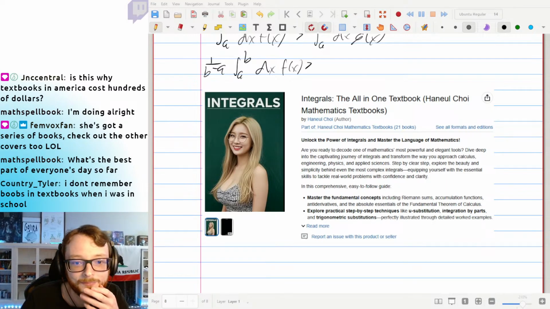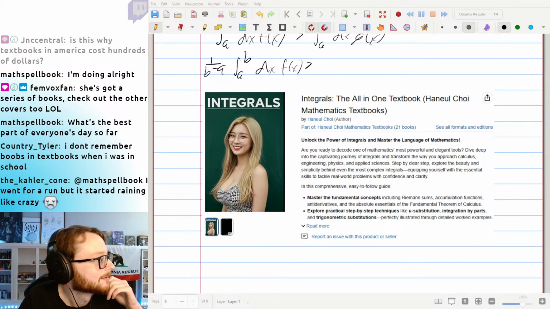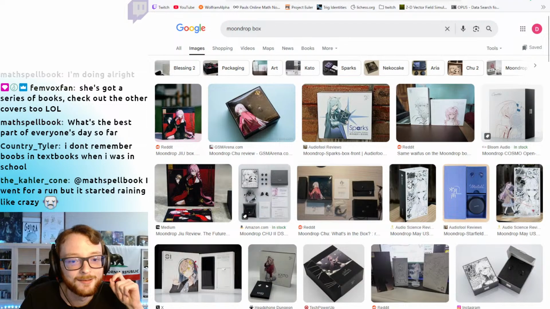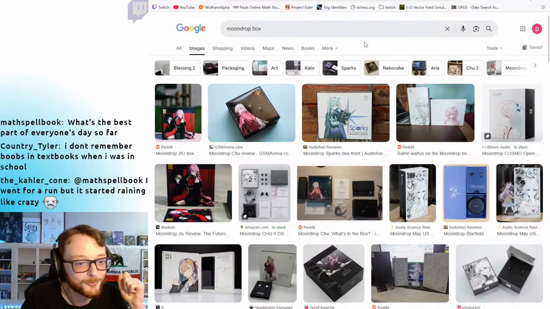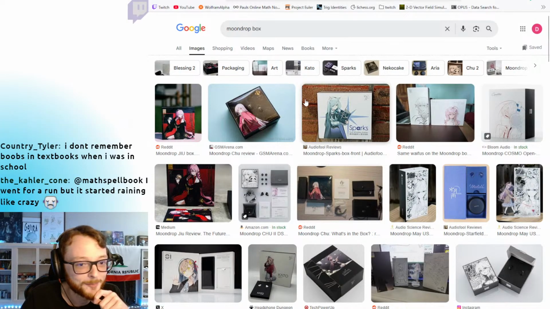Yeah, weirdest sales strategy for math enthusiasts. I think it's a really good strategy for math enthusiasts. I think math people will be all over that.